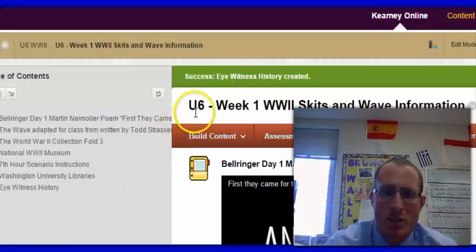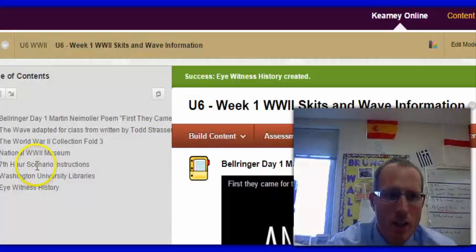Okay, you'll notice we're in Unit 6, Week 1. The instructions are over here on the left. Some other links for you are the World War II Collection and Fold3, National World War II Museum Collection, Washington University Libraries, and Eyewitness History. Some things that you can find in each of these locations. This one is going to tell you about the actual simulation itself that this is based on. It's based on the USS Tang.